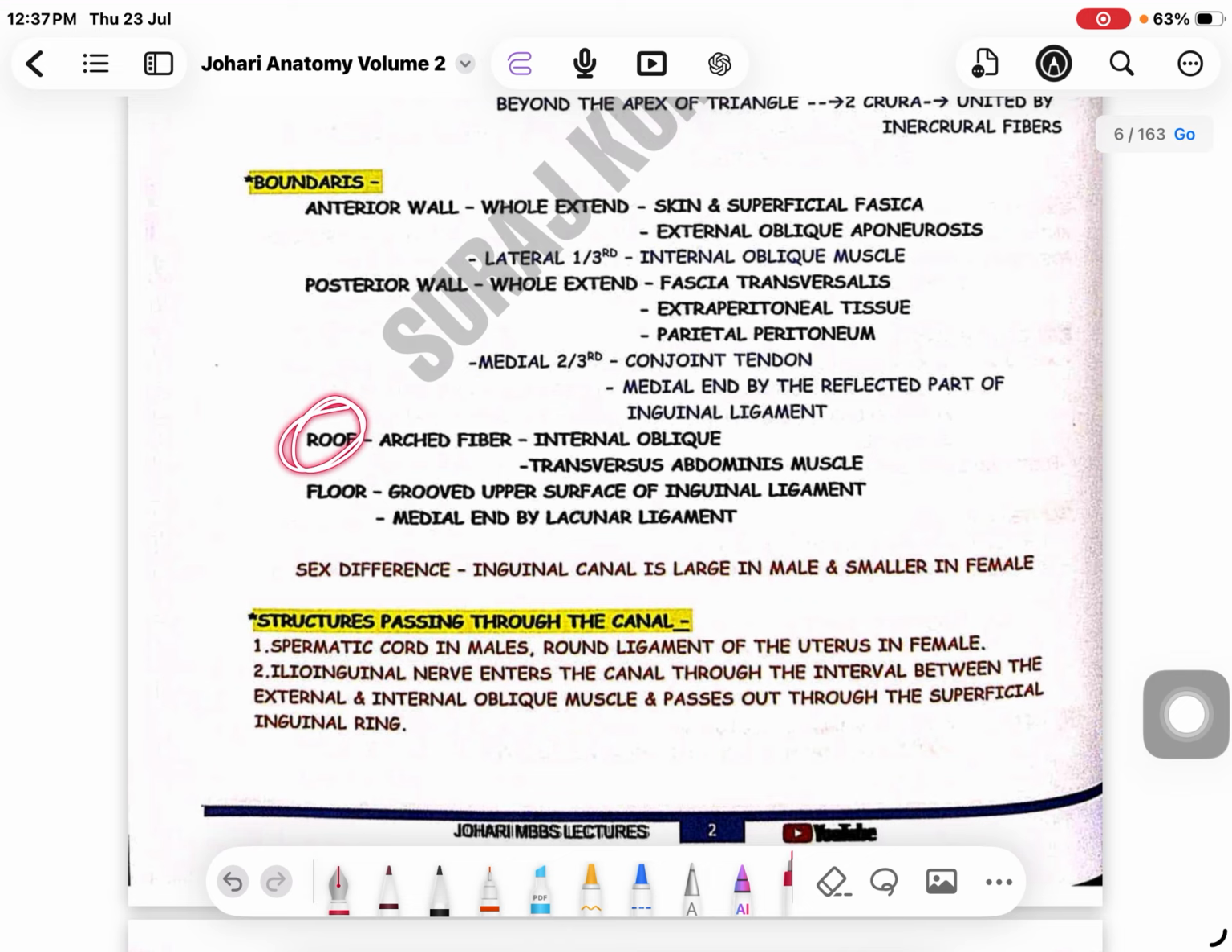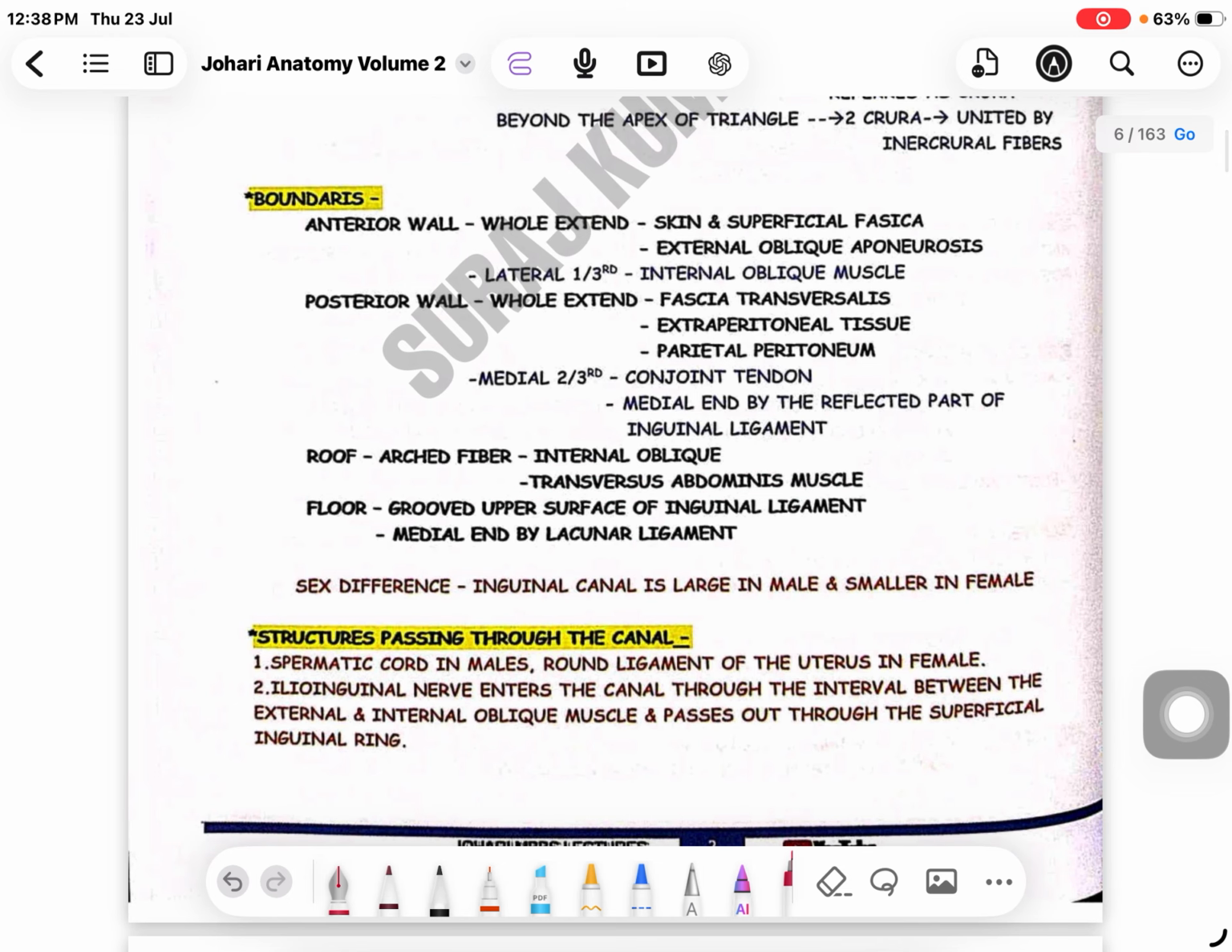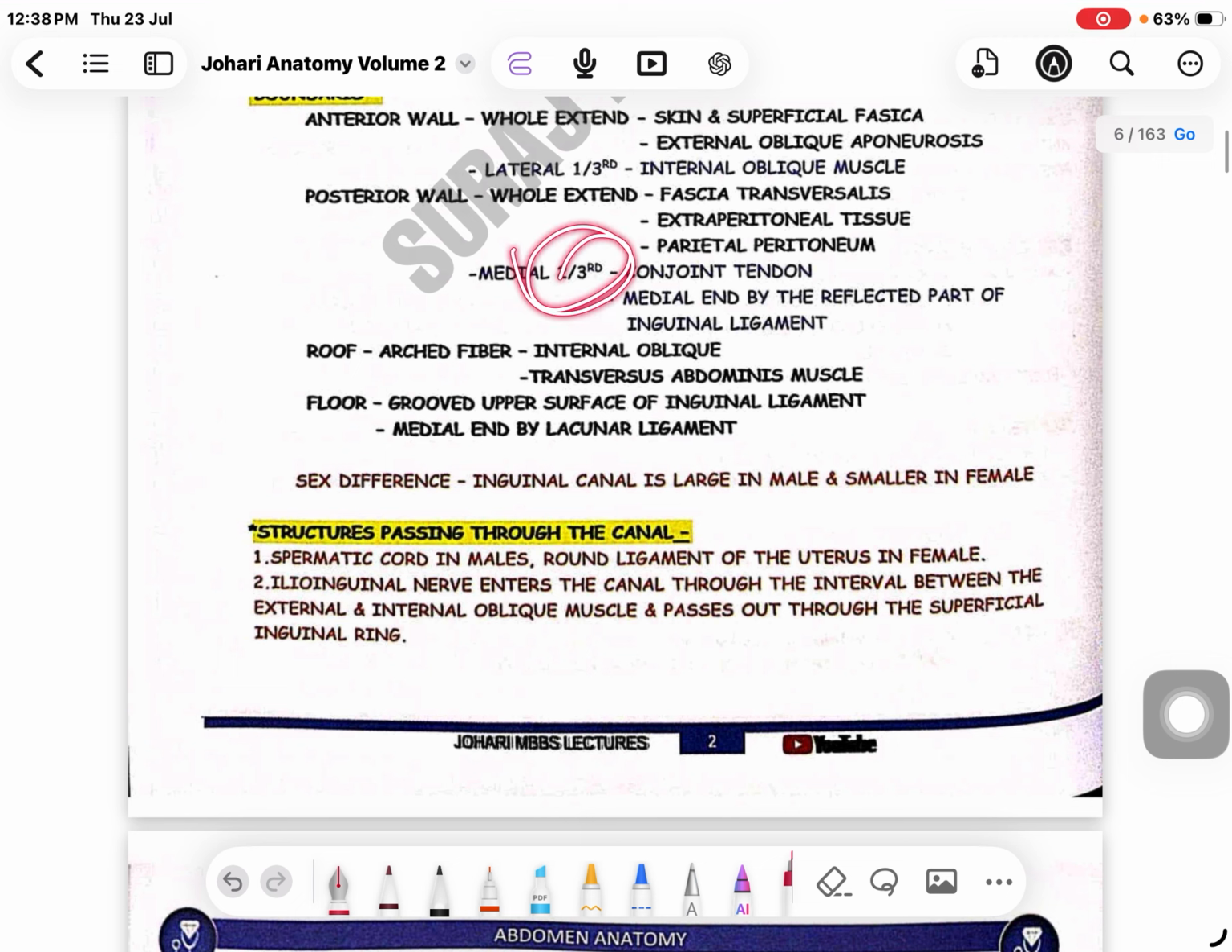So in the roof we have arched fibers of internal oblique and transverse abdominis muscle. The roof will be present above this, and it's formed by the arched fibers of internal oblique and transverse abdominis muscle. So you can remember one thing, that the posterior wall and the roof both have internal oblique and transverse abdominis muscle, whether in the middle two third part or in the whole part.